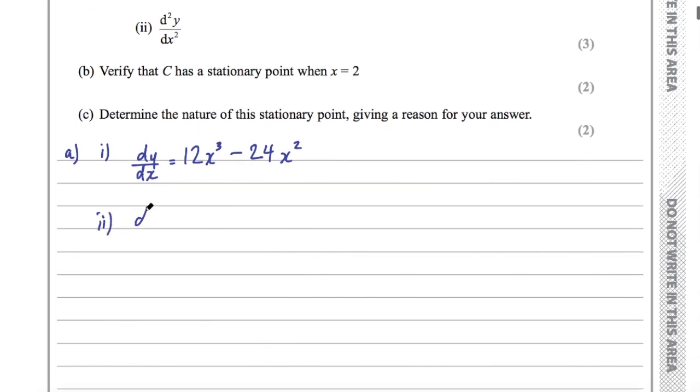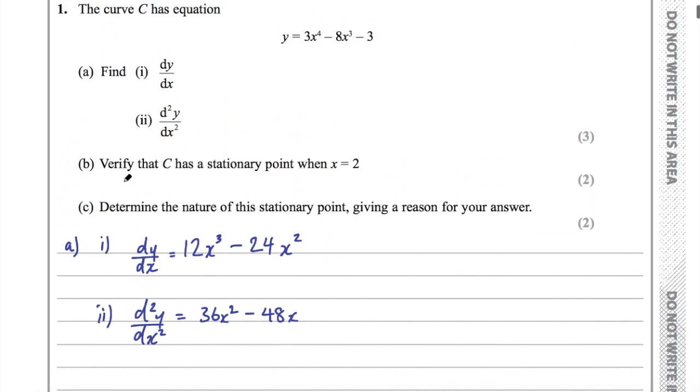And then for the second derivative, we can just use the power rule again. So that 3 comes down the front, so 3 times 12, that's 36x squared, and then do the same thing for 24x squared, and that will be 48x. So all we need there is the power rule.